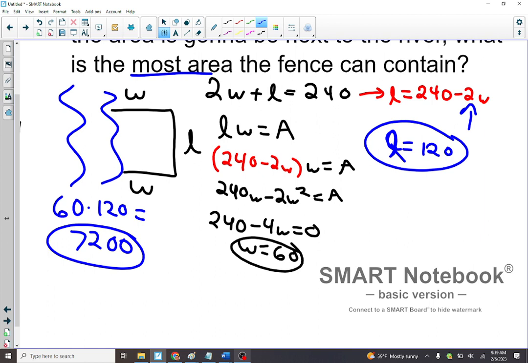All right, if I think of more problems that will be on your test, I'll tell you tomorrow, okay? I'm really scared. Why 7,200? 120 times 60. Oh yeah, you basically plug it back into this equation. Whatever equation you made here, you plug it back in, since I'm asking for the most area.